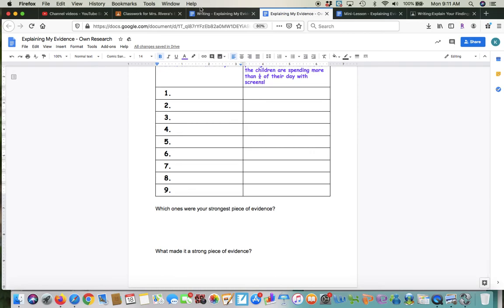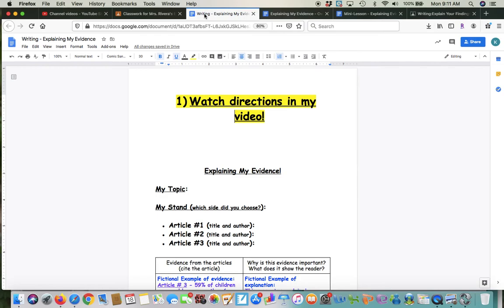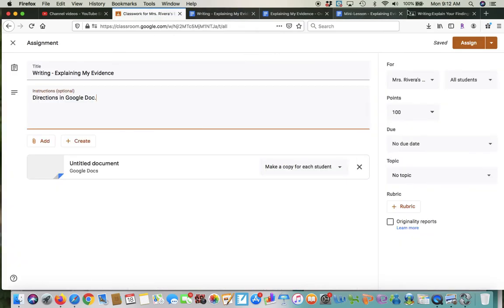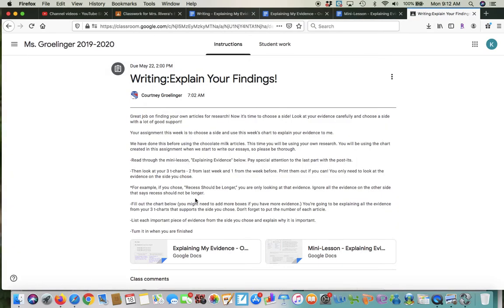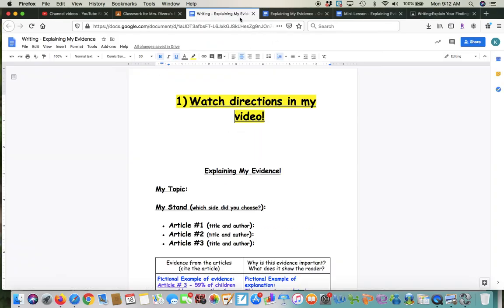Let's see that we did everything. Let's go back to here. So fill out your chart. You're going to be explaining all the evidence. Don't forget to put the number of each article, list each important piece of evidence and why it's important, and then turn it in. We pretty much explained all of that.